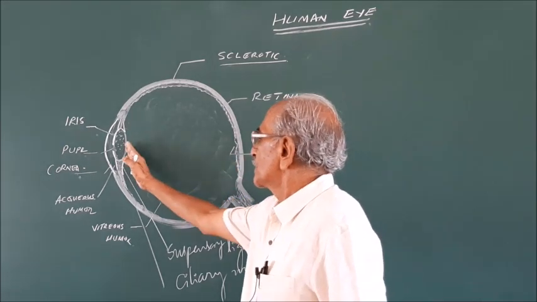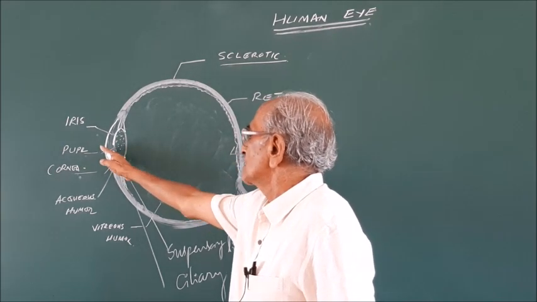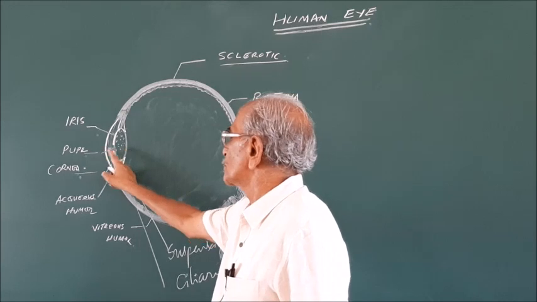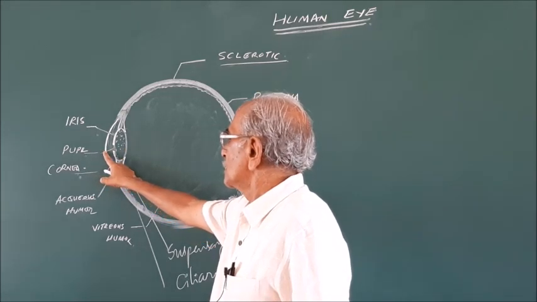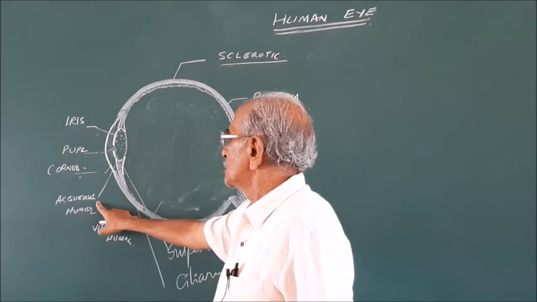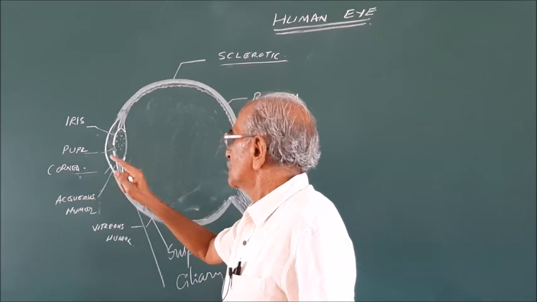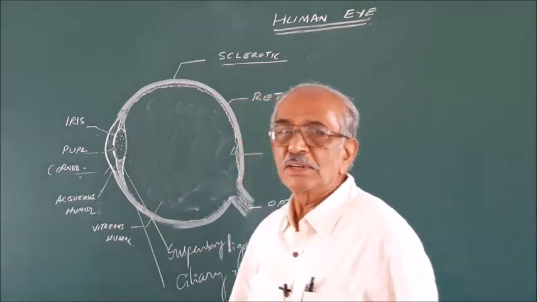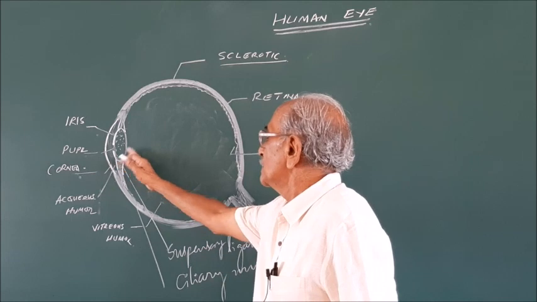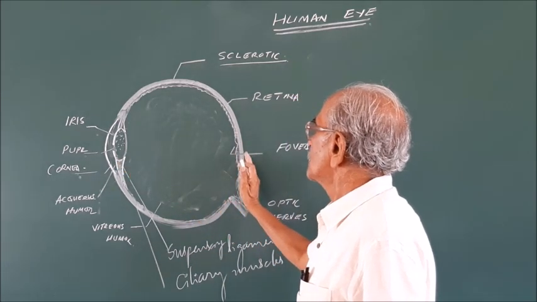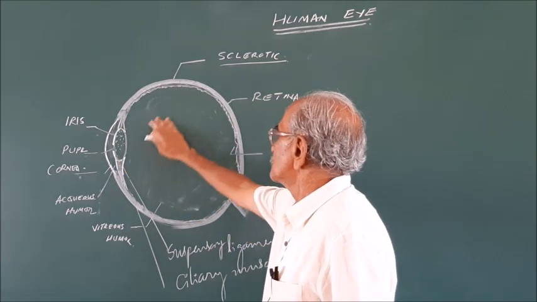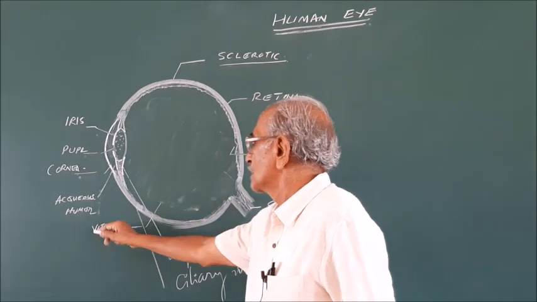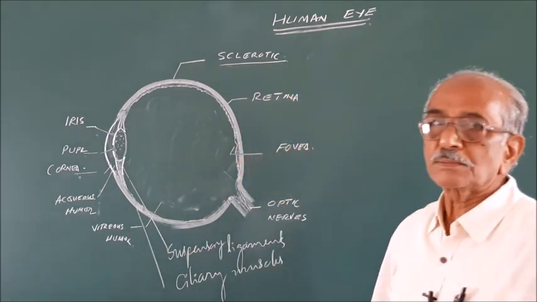Now, in front of the lens, in between the lens and cornea, the anterior chamber, we have aqueous humor, a watery fluid. It's more or less tears. And behind this lens, the entire space is filled with another liquid, vitreous humor.